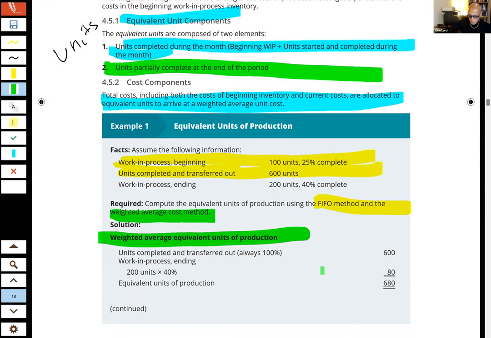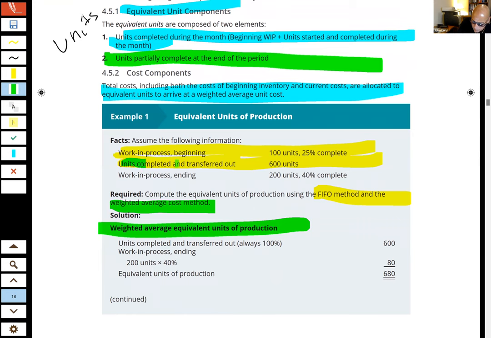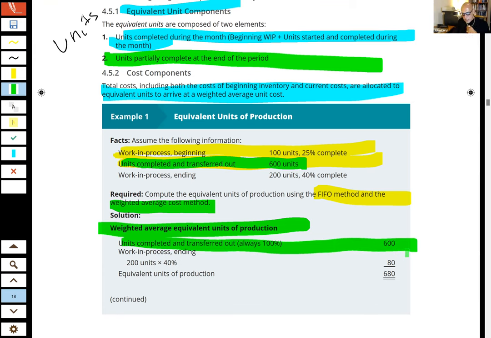So with the weighted average, we pick up what? Since they said units completed and transferred out are 600, that's saying, hey, we completed the 100 and then we started up 500 more and we completed and transferred those out. So they pick up that 600 in that example. Now, some questions may say to you, units started. If they tell you units started and completed, then it'd be the 100 plus whatever the units started and completed are. So I can't give you a specific flashcard that talks about the way they're going to describe that part because it varies from question to question.